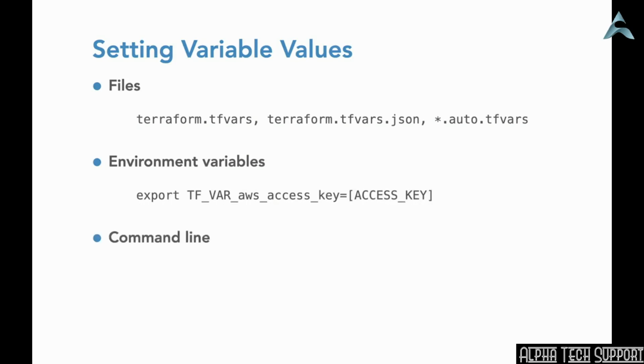Finally, the value of a variable can be set at the command line using the -var and -var-file parameters. The -var parameter sets a variable value directly. The -var-file parameter can direct Terraform to process a variable definitions file that doesn't conform to the variable definition file naming conventions. Each of these methods work to set variable values, and they have an order of precedence.